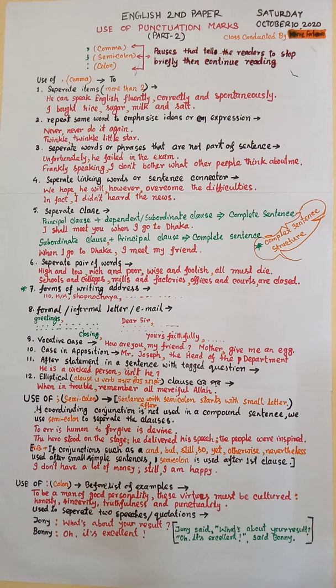Use of colon. Colon is used before the list of examples. Look at the examples, then it will be clear to you. To be a man of good personality, these virtues must be cultured: honesty, sincerity, truthfulness, and punctuality. To be a man of good personality, this is an indefinite clause, and we write down a comma. These virtues must be cultured. What are the virtues? For example, the virtues like honesty, sincerity, truthfulness, and punctuality.